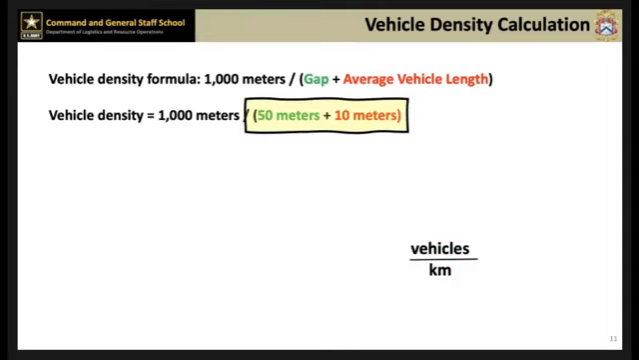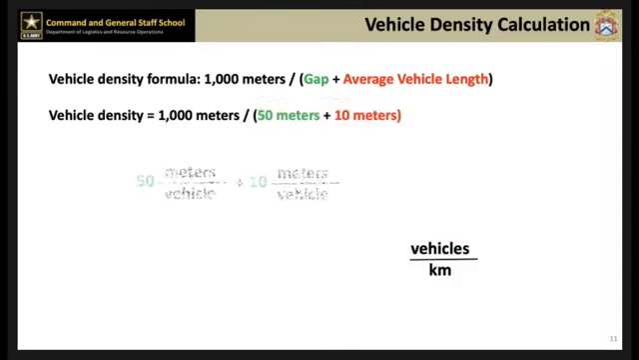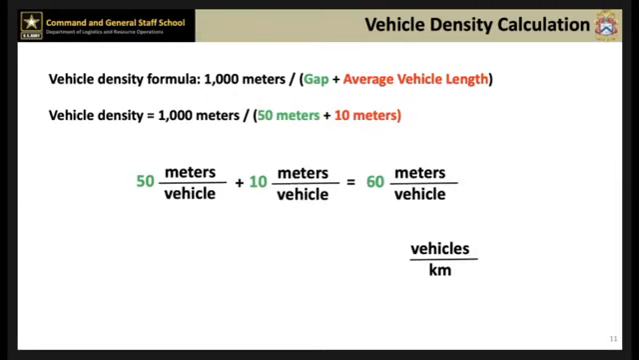Let's look at this part of the equation. And now let's expand these measurements and add them together. So we get 60 meters per vehicle. How do we get vehicles per kilometer out of this? First, we take the reciprocal of this answer. Next, we apply a conversion factor and multiply.